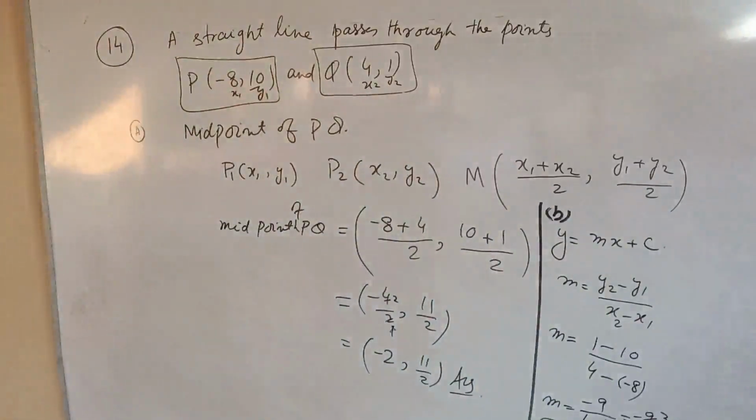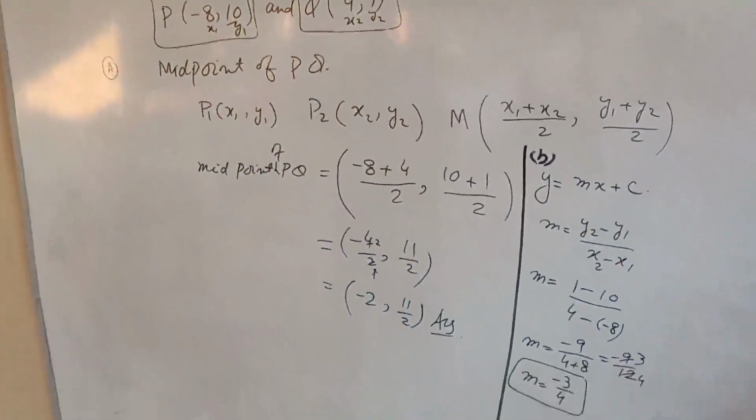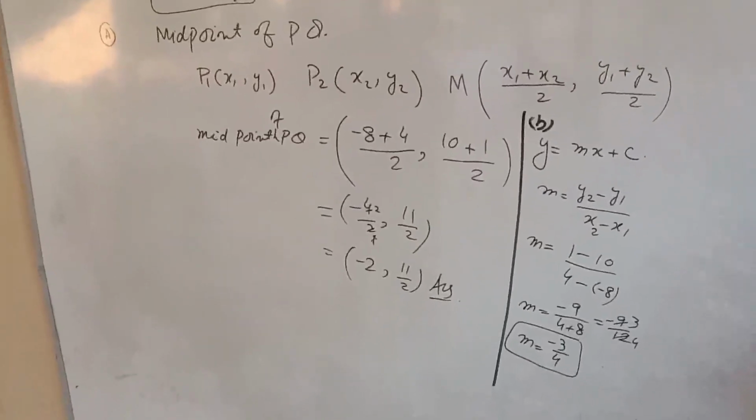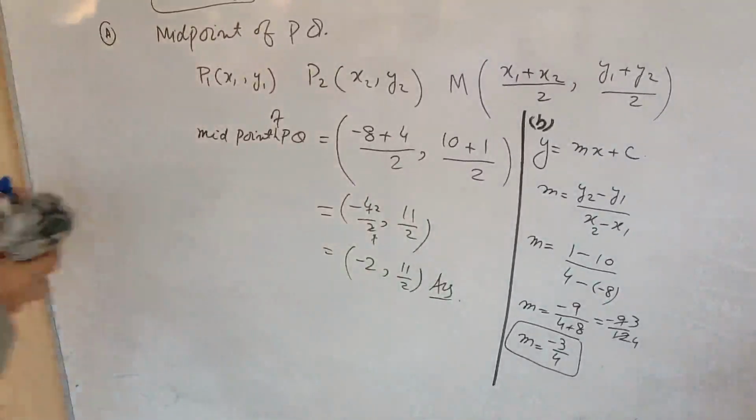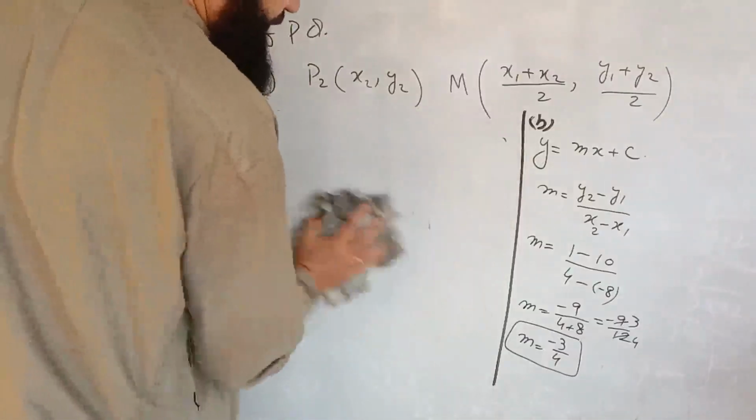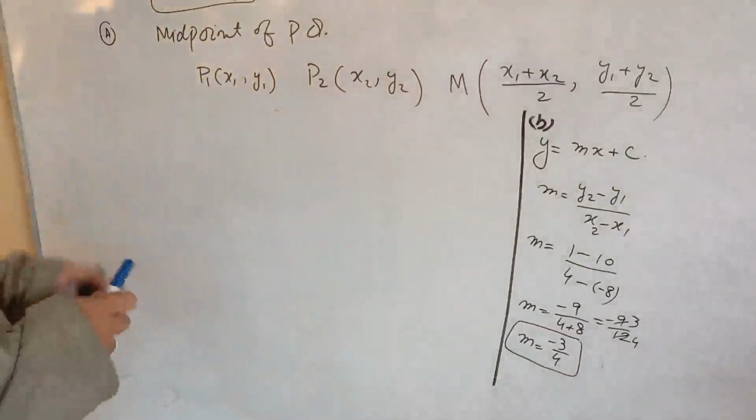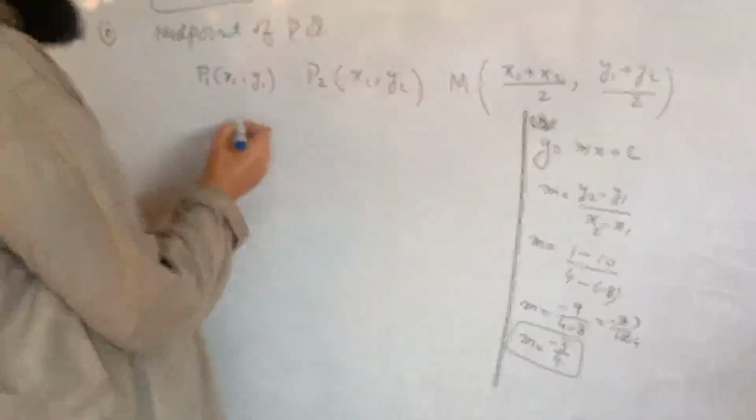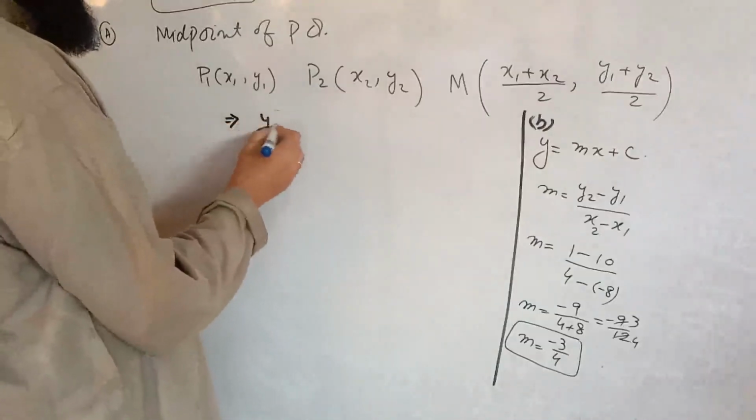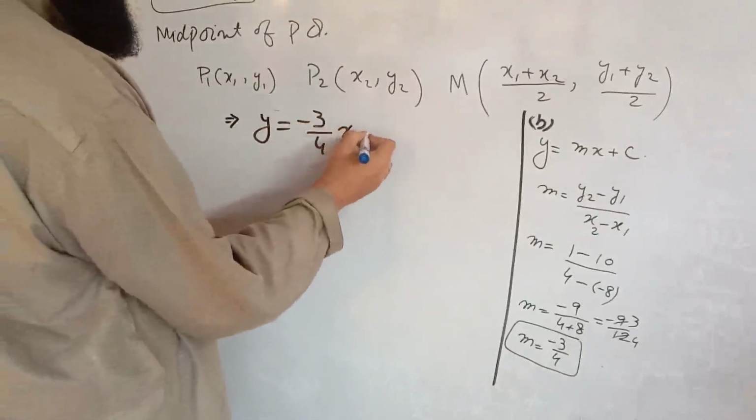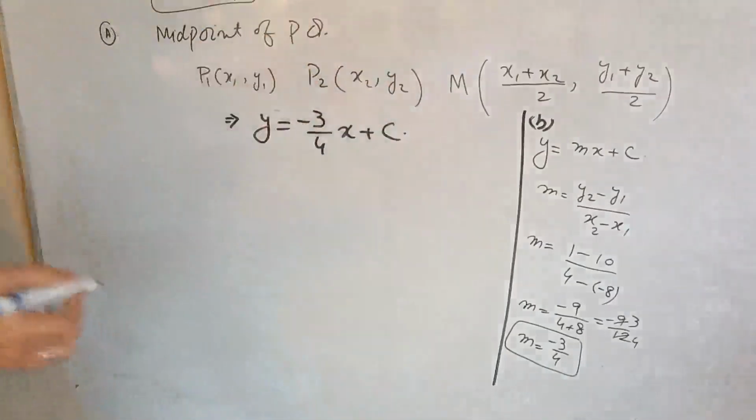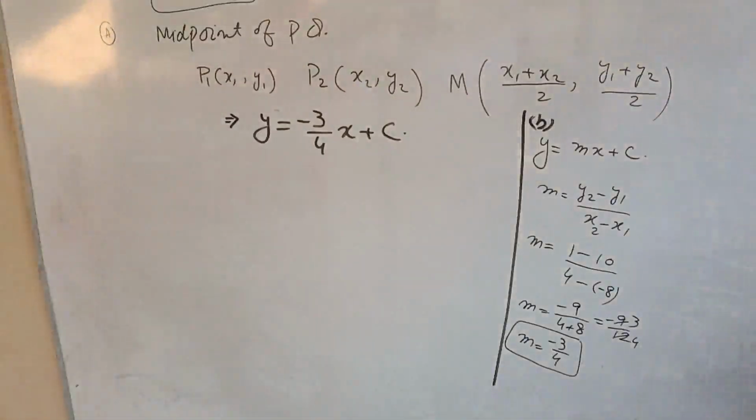Now if we can find c, we can find the equation of the line. How to find it? Now, look at this. We have y is equal to mx plus c. Therefore, we get y is equal to minus 3 over 4 x plus c, where m is minus 3 over 4. If you can find c, this will be the equation of line PQ. Now, how to find c?